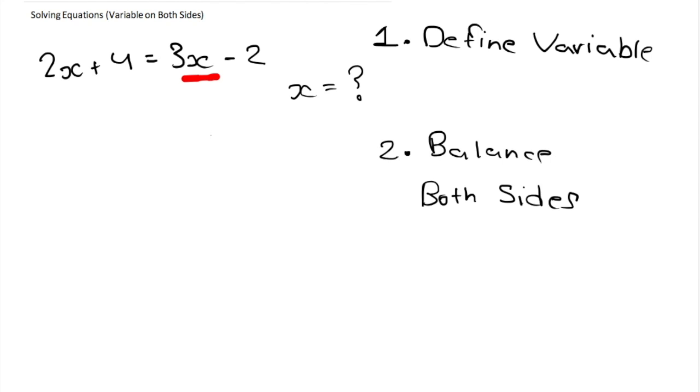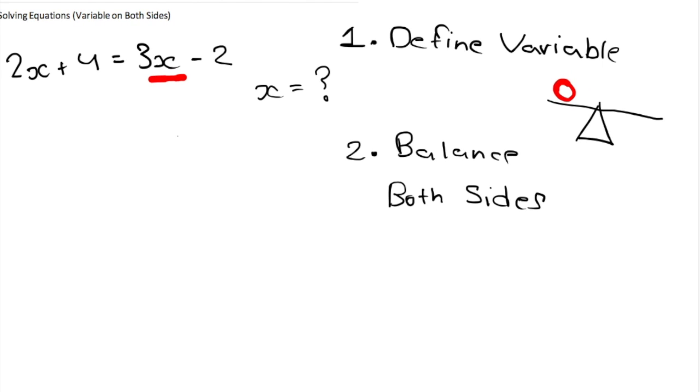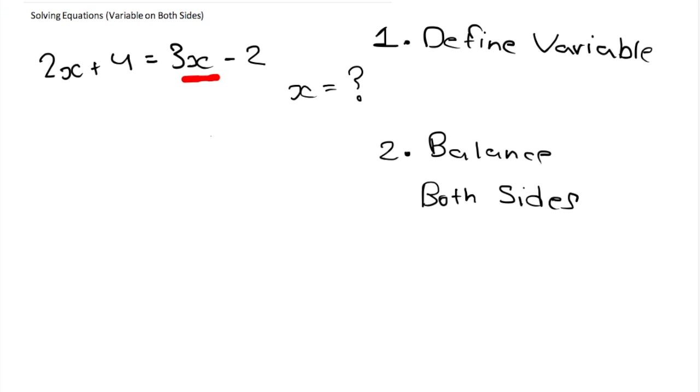You can kind of think of it as a scale. If you have a scale like this, you want to try and balance the scale. So anything that you put on one side of the scale, you put on the other side of the scale. Or anything that you remove from one side of the equation, you remove from the other side of the equation as well. Just like the scale, you basically want to try and keep the scale balanced at all times. So without further ado, let's begin to solve this equation.